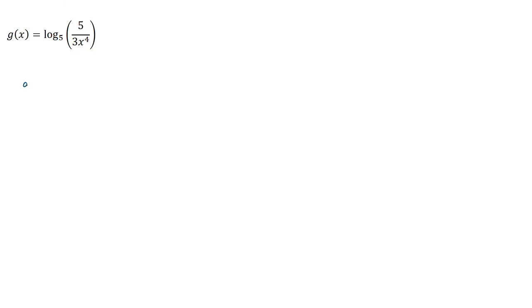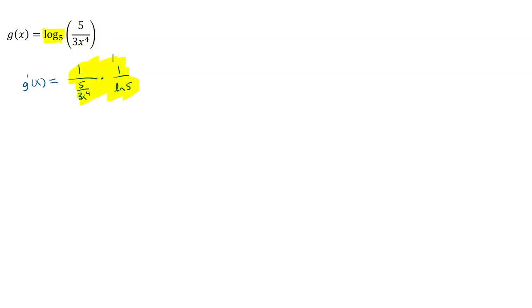We're going to differentiate. So we have g prime of x. And this is not a quotient rule because it's not a quotient, it's a log. The derivative of log base 5 is 1 over the argument, so 1 over the fraction, times 1 over the natural log of the base. So the log base 5 derivative is 1 over the argument times 1 over natural log of 5.